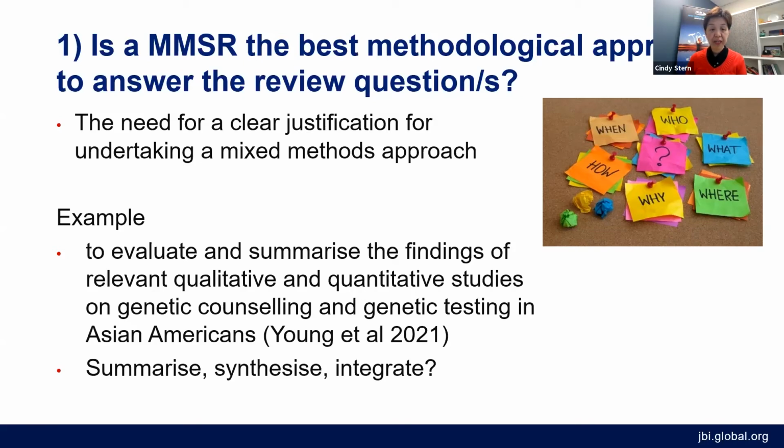So as you can see here, we provided an example, and this was a review done by Young and colleagues, which sought to evaluate and summarize the evidence on genetic counseling and genetic testing in Asian Americans. While it is clear from their review that they want to summarize both the quantitative and qualitative evidence, it was actually quite unclear what their intention was. And if a summary of the evidence was the only intention, then maybe a mixed methods approach is not the appropriate one. Maybe a scoping review might have been a more appropriate methodology to follow.